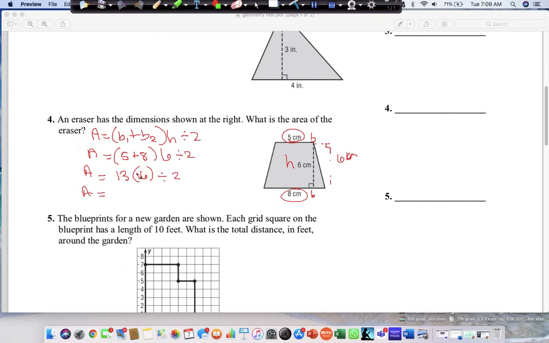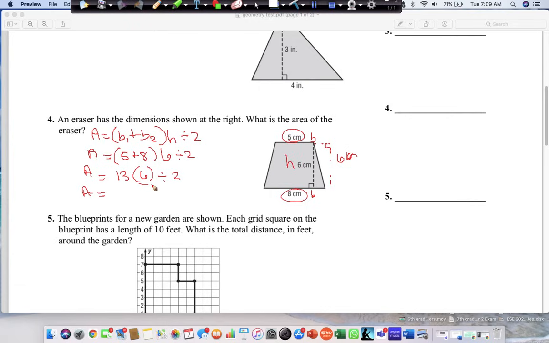Here's where you can do many different things to get the answer. You can multiply 13 times 6, get that answer, and then divide by 2. You could take 6 divided by 2 and then multiply it times 13. Or you could take 13, divide it by 2, and multiply it times 6. All of those ways will give you the same answer. So whatever way is easiest for you, that's the way you should do it.